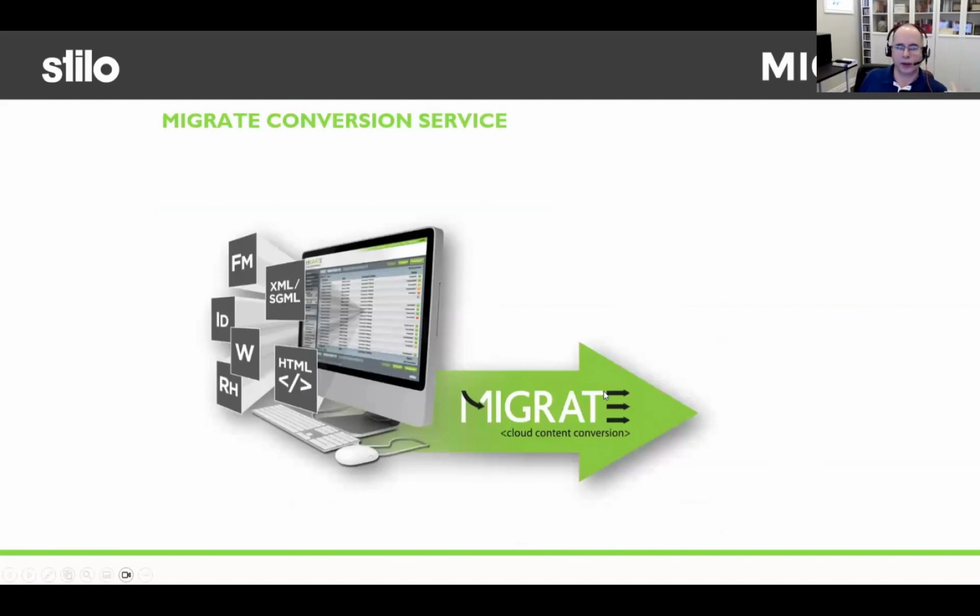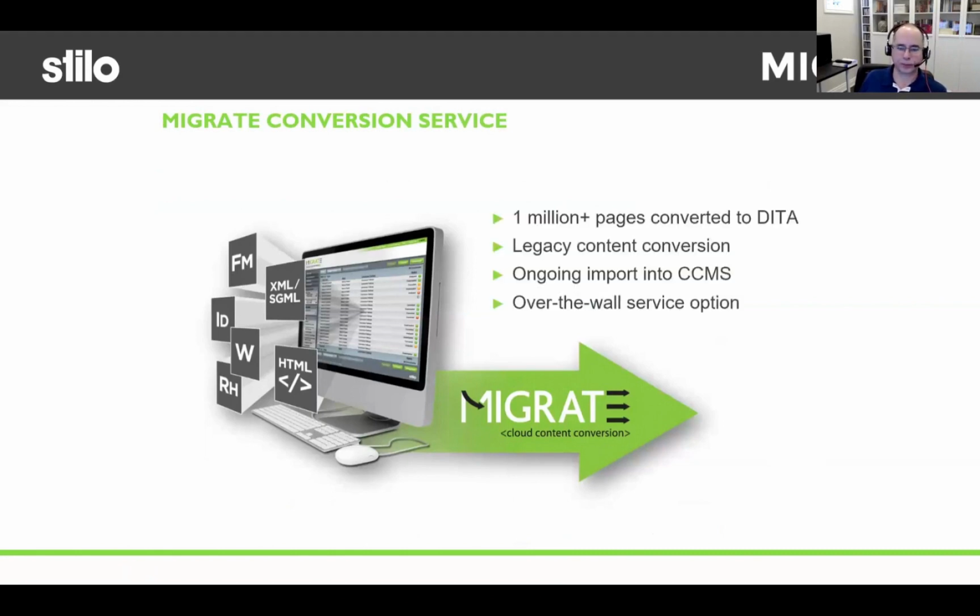So let's talk about Migrate as a package and also as a content conversion service. We have more than 1 million pages converted to DITA. For legacy content conversion, we support several types of input sources: Microsoft Word, FrameMaker, Flare, RoboHelp, DocBook, you name it. And we also support custom XML. So if you provide XML, you provide DTDs, we can have a custom importer as well.